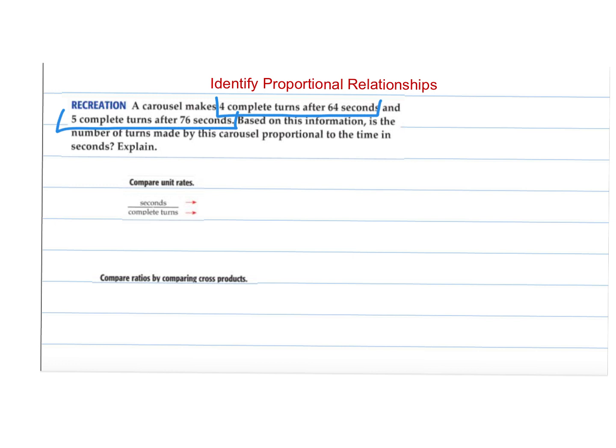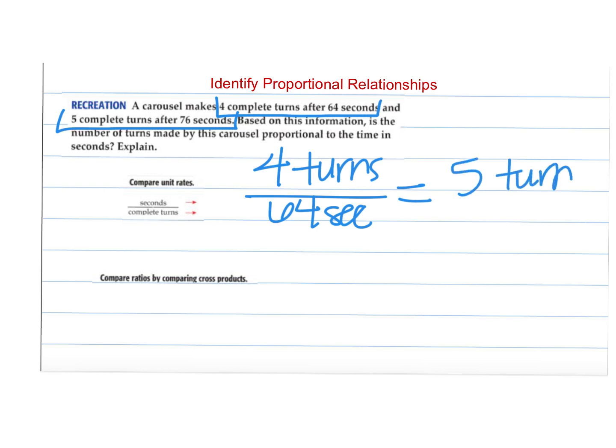A carousel makes 4 complete turns after 64 seconds and 5 complete turns after 76 seconds. Based on this information, is the number of turns made by this carousel proportional to the time in seconds? So let's do 4 turns in 64 seconds. We want to know if it's the same as, or if it's proportional to, 5 turns in 76 seconds.